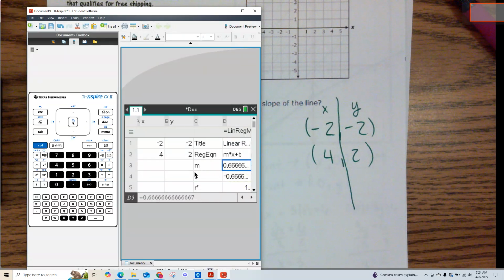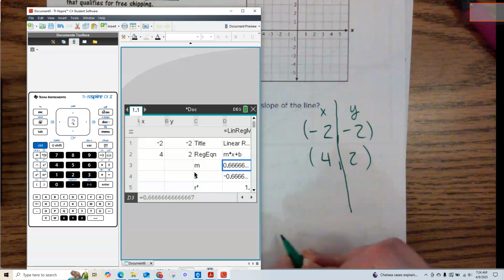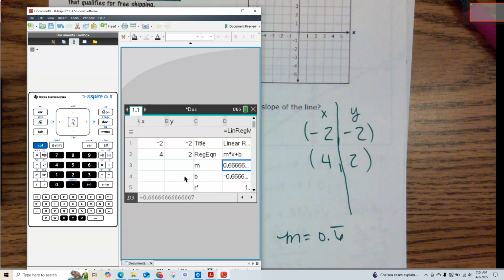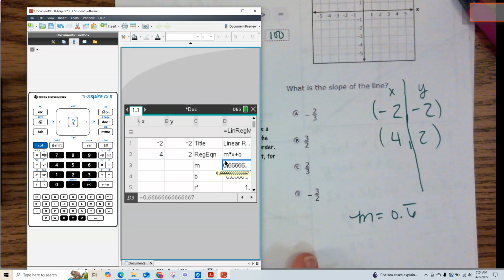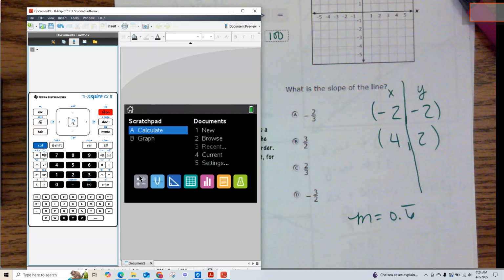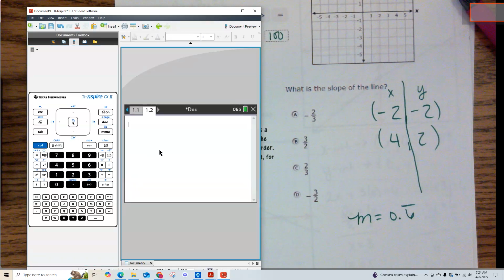All right, here's my slope. Gross, right? M is 0.6, and that 6 is going on forever. You can see it down here. See how it keeps going on forever? You can hover over it. So let's change that, because if you notice, the slopes are all fractions. Some of you guys know your benchmark fractions. You know what that one is. That's okay. It's okay if you don't know what it is, because your calculator is going to help you out.